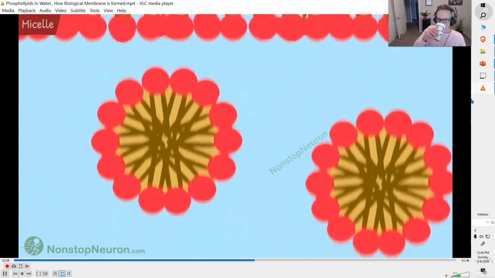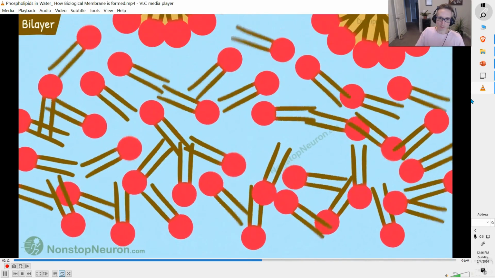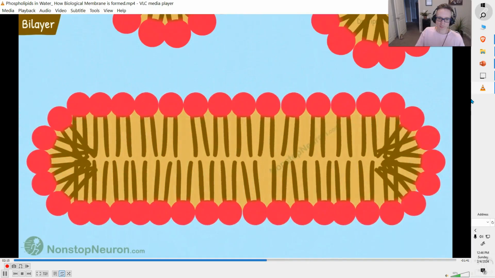Okay, moving further. Let's add even more molecules. At high concentration, they make a bilayer like a sandwich. Though the formation is different, the purpose is the same. Here also fatty acid chains meet at the center to stay away from the water. And phosphate ends form the surface on both sides. They prevent fatty acids from coming in contact with water.